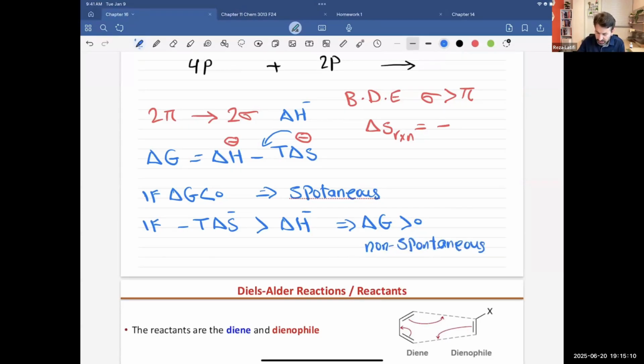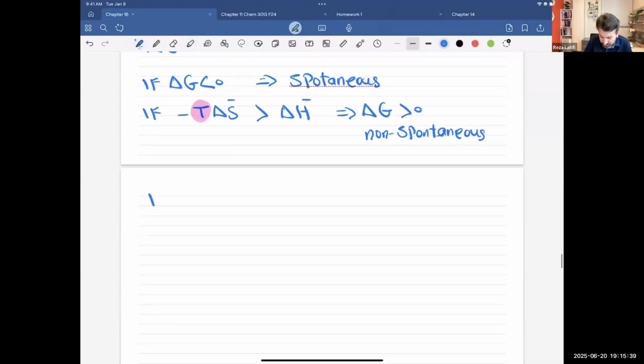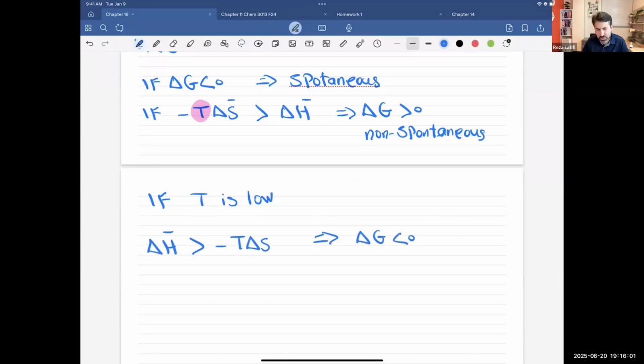Now, how can I push it and reverse it? If T goes up, T multiplied by delta S, whatever the delta S. If T is a really high temperature, then when you multiply it by delta S, it will give you a big positive number. And when you subtract delta H from it, delta G at the end will be positive. That means the reaction will be non-spontaneous. So say this: if T is low, then delta H, which is negative, will be bigger than minus T delta S. And that's going to give you a negative delta G. So it will be spontaneous.